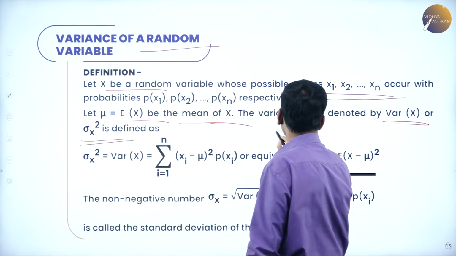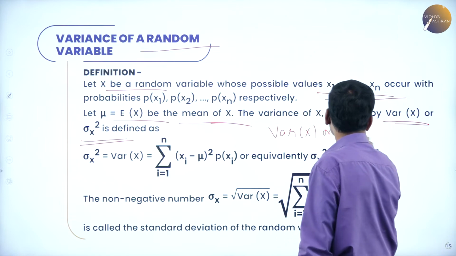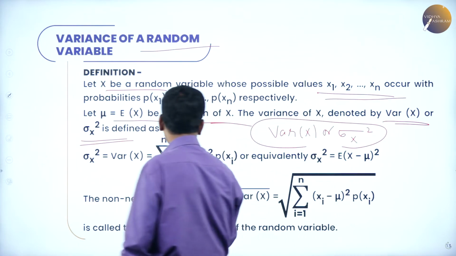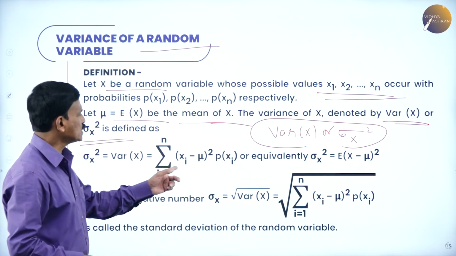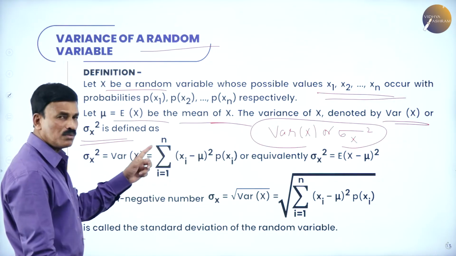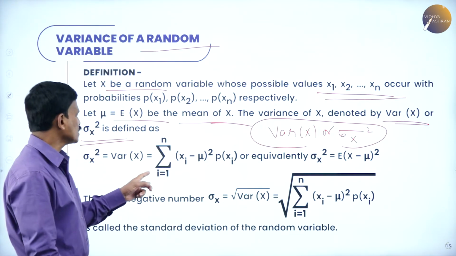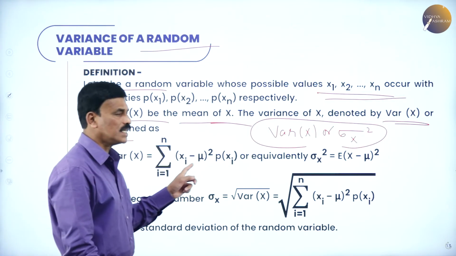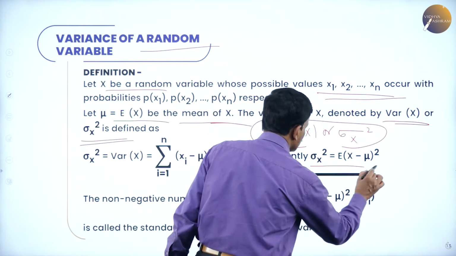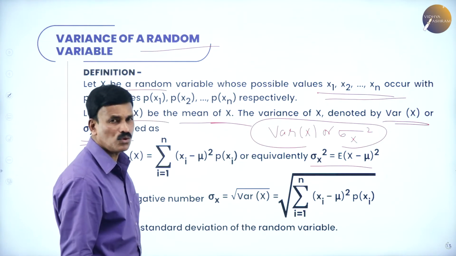Sigma x square. The variance of x is also denoted as sigma x square. This is the variance. That variance is given by summation i equals 1 to n of (xi minus mu) whole square into p of xi. This is a very important formula. That is, the variance of x is equal to sigma x square, which is equal to summation i equals 1 to n of (xi minus mu) whole square into p of xi, or it is also equivalent to, sigma x square can also be written as E of (x minus mu) whole square.